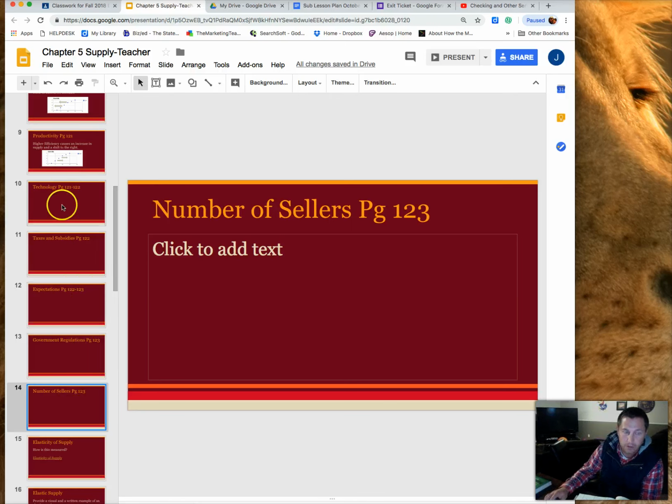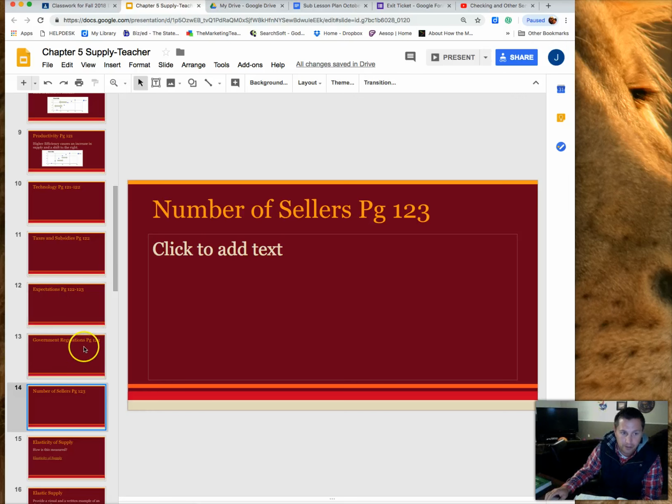All of those things have an impact on shifting the whole supply curve. I want you to explain to me why it would shift one way or the other in each one of those situations and provide a curve with the arrows pointing left or right. That's what I want for those few slides.